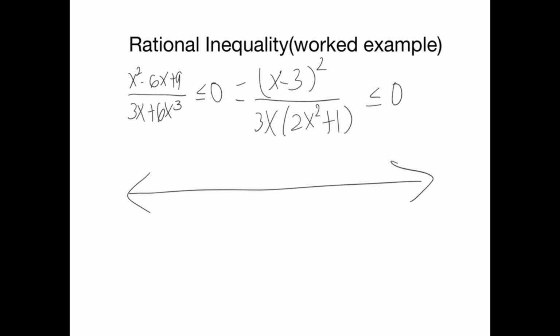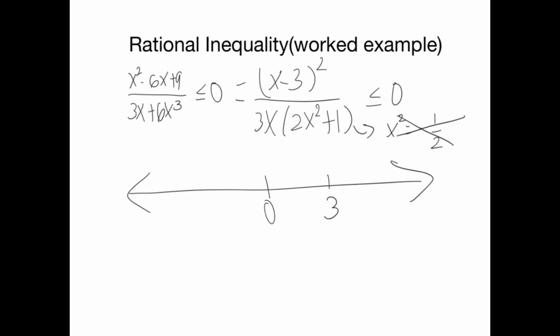You determine when each of these factors equals 0, and that's the numbers we're going to put on our number line. So x minus 3 equals 0 when x is 3, 3x equals 0 when x is 0, and 2x^2 + 1 is actually an imaginary root because we have x^2 equals negative 1/2, and you cannot take the square root of a negative number, so we were just evaluating 0 and 3.